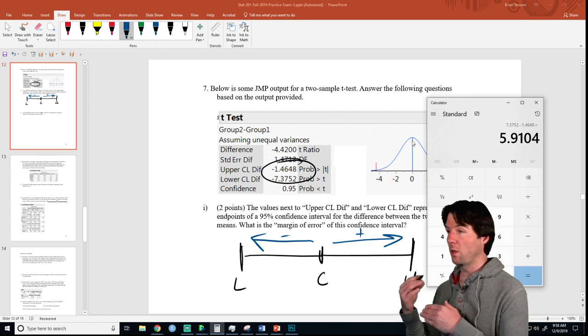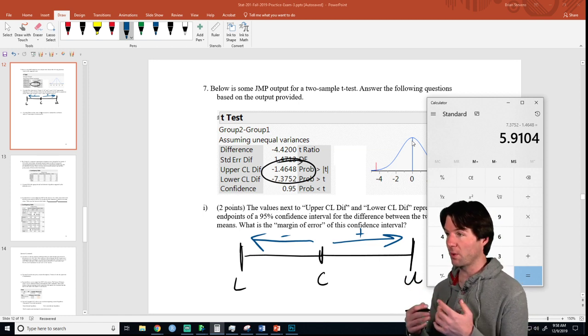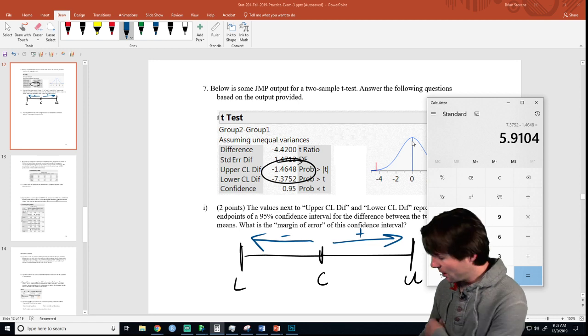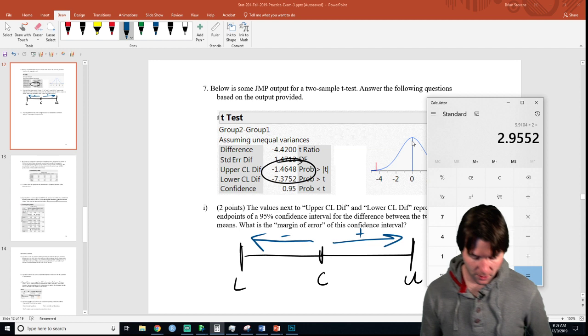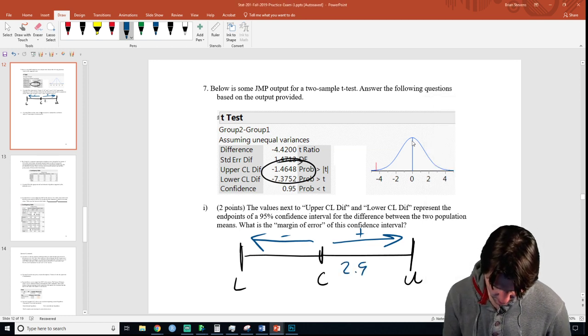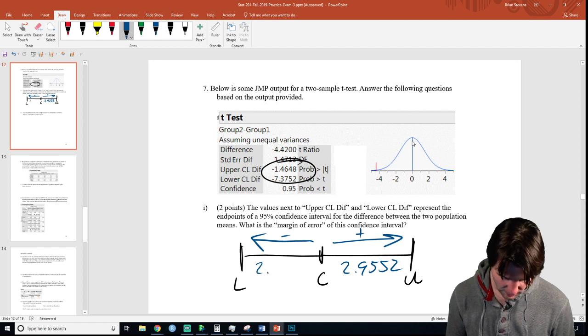Does that make sense that between 1.4 and 7.3 there's a difference of 5.9? And then we take that difference, we divide it by 2, and we have the margin of error. So the margin of error here is 2.9552.